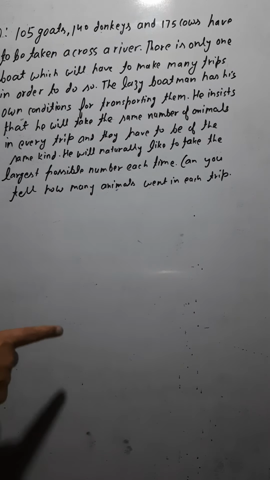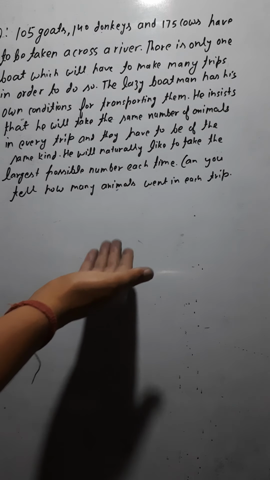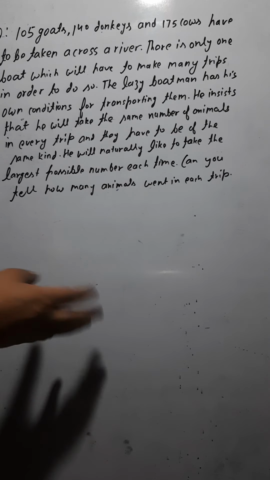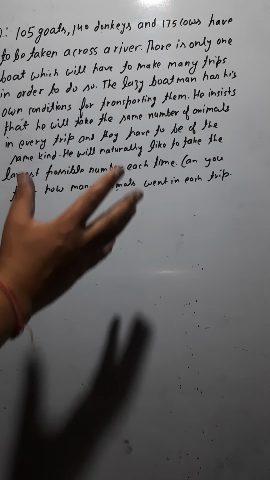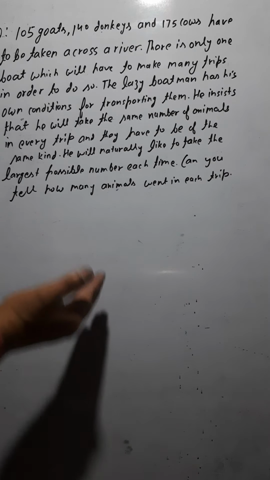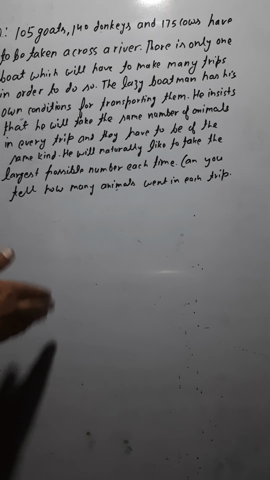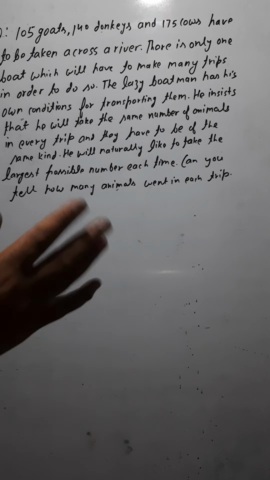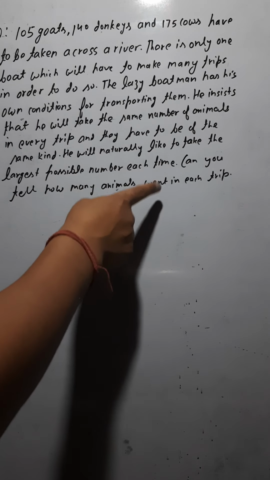Are you getting it? Naturally he will like to take the largest possible number each time, because if he takes a lesser number, he would have to make many trips. That is why he takes the largest number he can carry in one trip, and the same number in the next trip also. Yes or no? Yes. So you have to find out how many animals went in each trip.